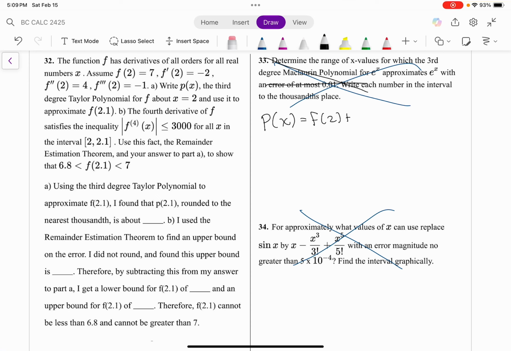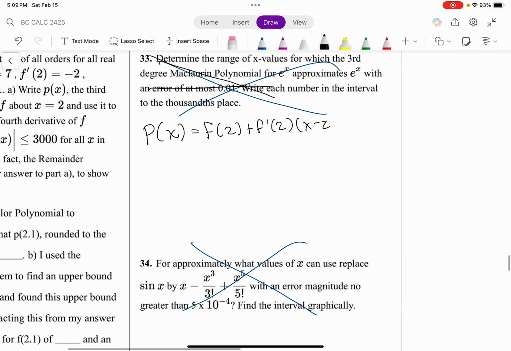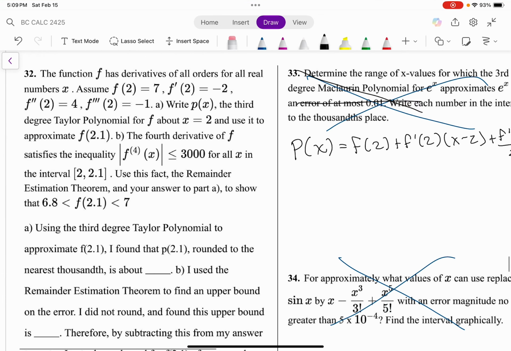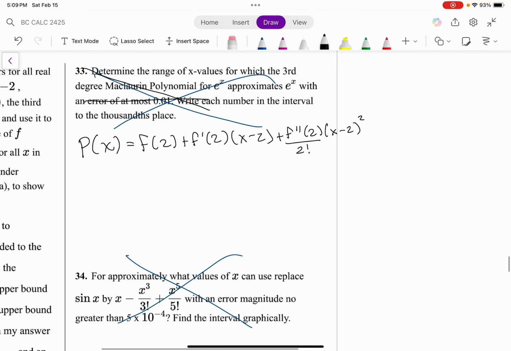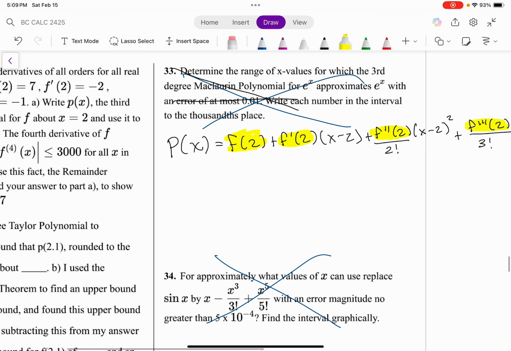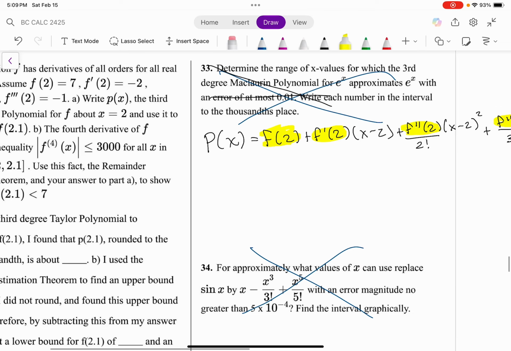Okay, so p of x should be, according to the recipe, f of 2 plus f prime of 2 times x minus 2 plus f double prime of 2 times x minus 2 squared over 2 factorial. And how many are we doing here? Is it 3? Yeah, the third degree. Okay, and so I just gotta substitute in all these things, and those are given to me, and then I gotta plug in 2.1, and then I'll see what that gives me.